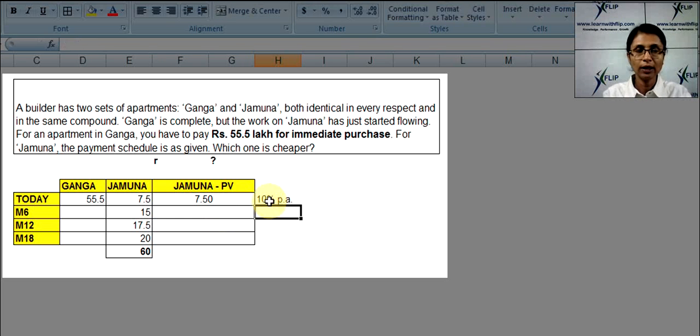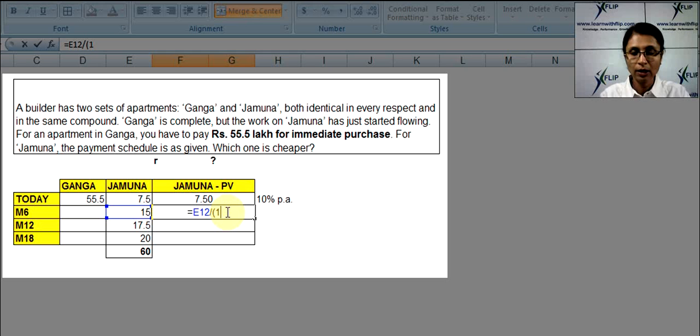So this 10% per annum, we have to take a 6 monthly rate, or 5% for every 6 months. So I'm going to present value my 15 lakh divided by 1 plus 0.05, right? That's 5% raised to 1, because it is 1 6 monthly period. And we get the present value of 15 lakh.